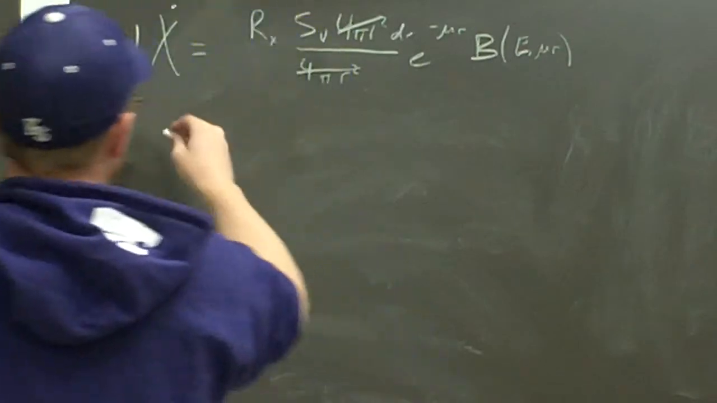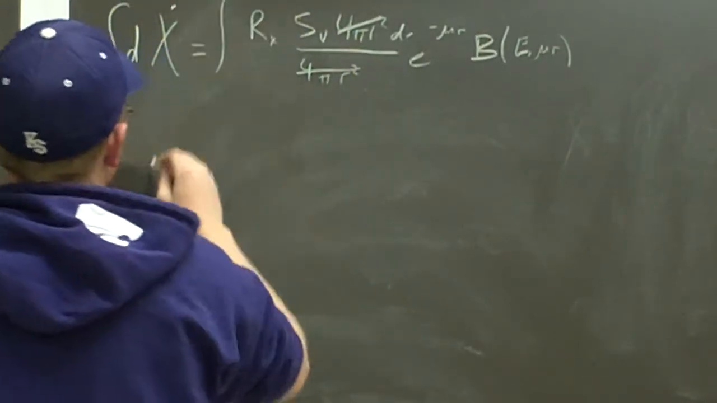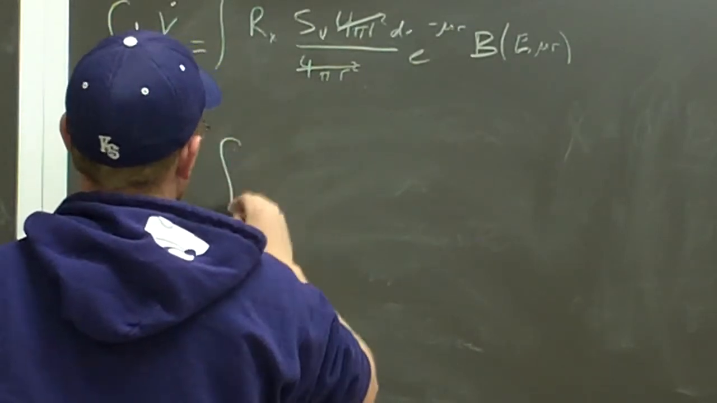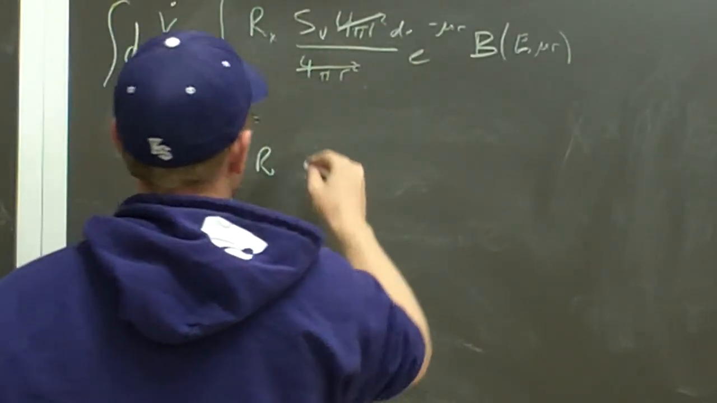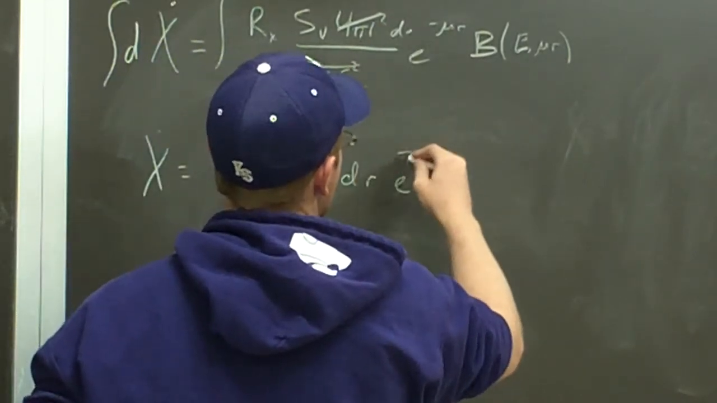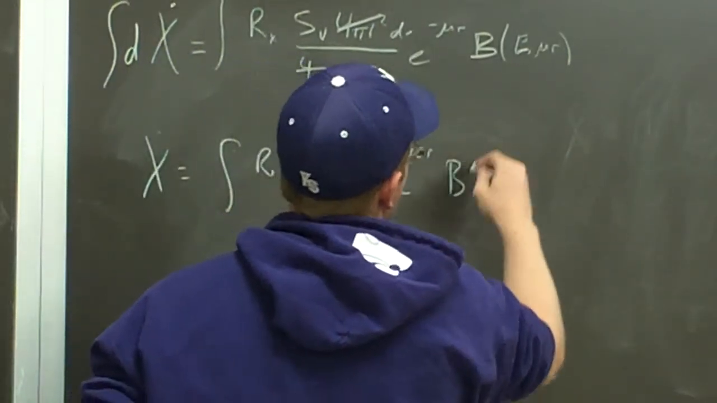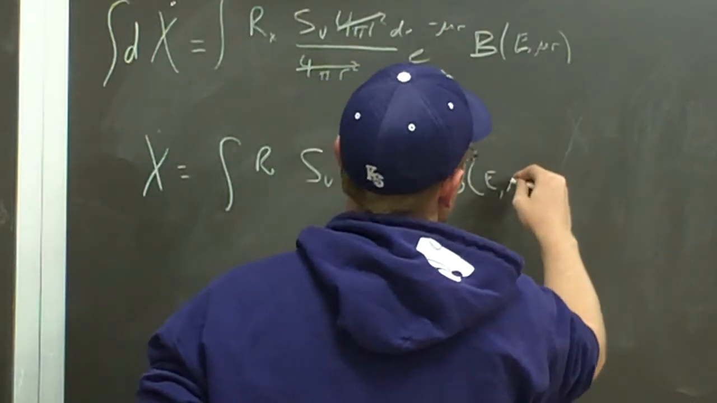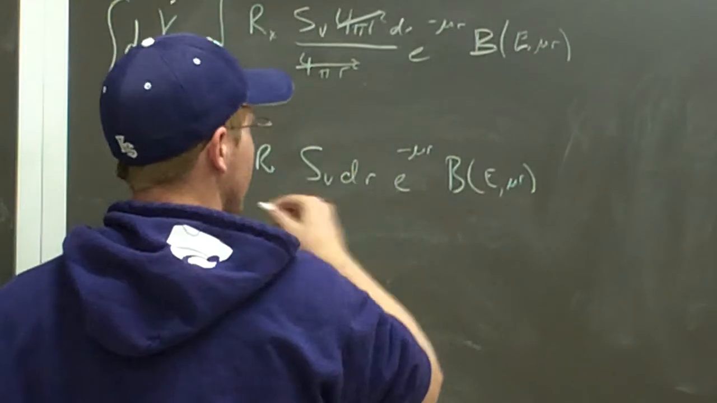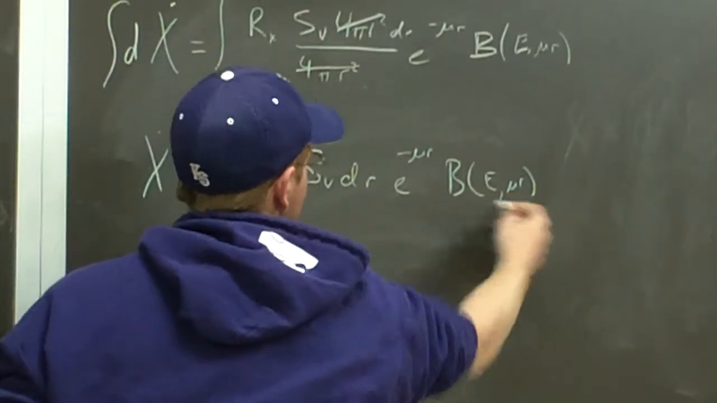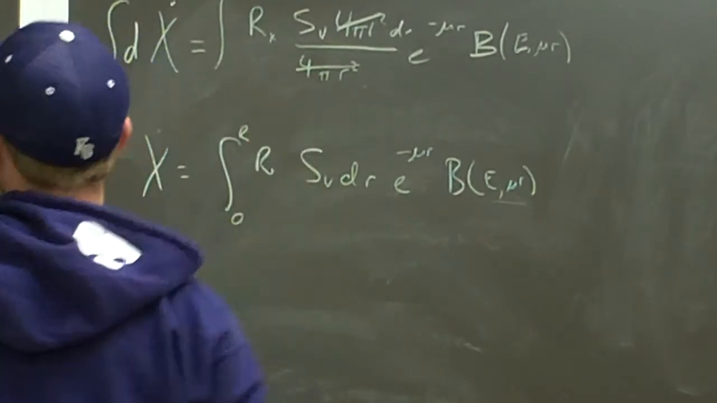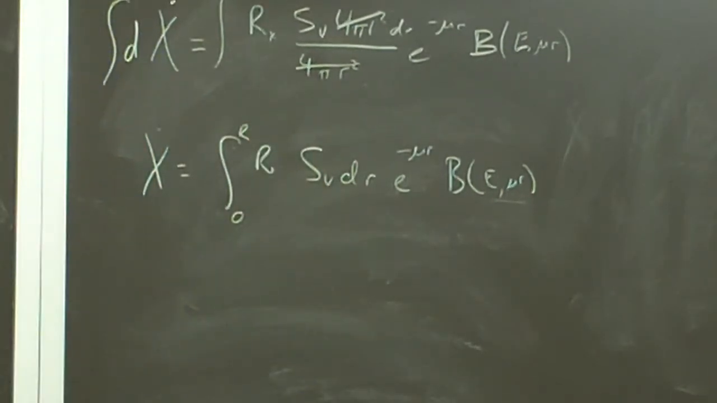Now, if we're going to integrate over both of these, we get exposure is equal to the integral of r sub x S_V dr e to the negative mu r times the buildup factor, which is some function of energy and mu r. And until you actually plug in values before you integrate and everything, leave this notation on here so you don't mess up. And you're going to integrate from 0 to big R, 1 meter.